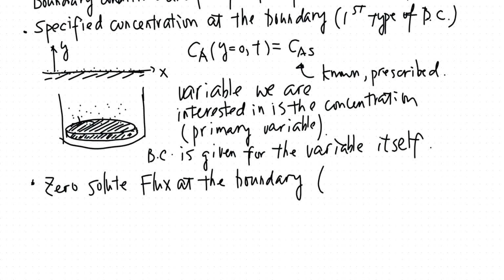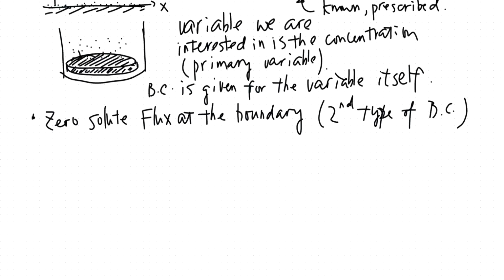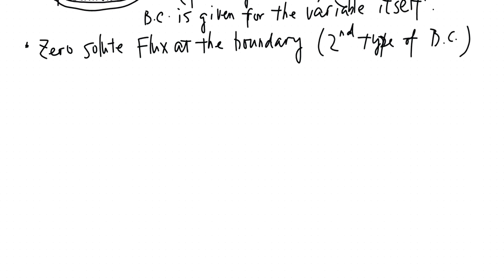Mathematically, this is the second type of boundary conditions. The zero solute flux is usually applicable under two conditions. One is the boundary is impermeable to the solute.